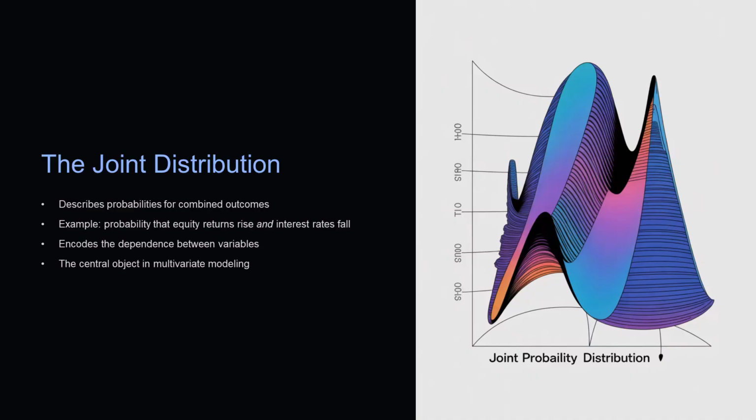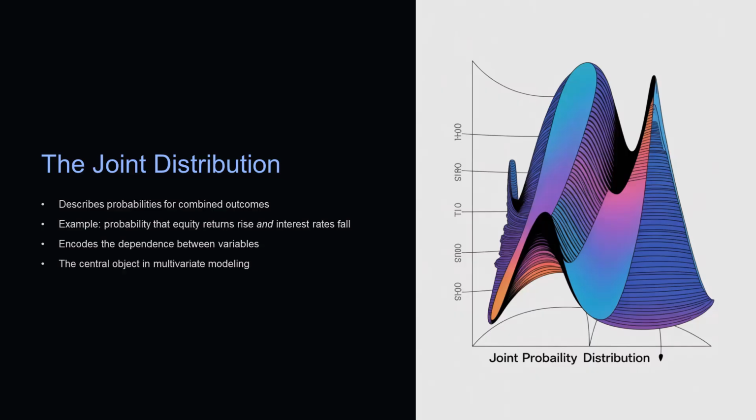Section 2. Joint, marginal, and conditional distributions. Let's start with the three core building blocks: joint distributions, marginal distributions, and conditional distributions. The joint distribution shows the probability of all variables taking specific values together. For example, the probability that equity returns are positive while interest rates rise by 2%.